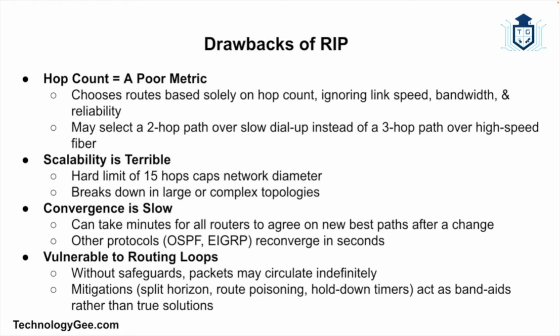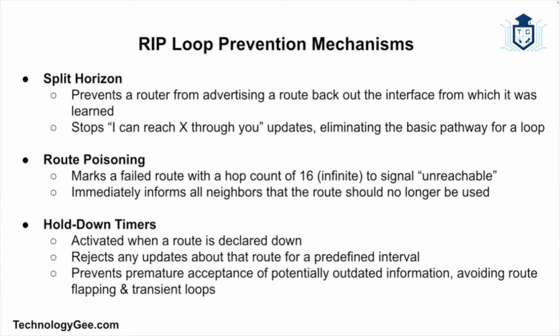Also, the convergence is slow. So when there's a network change like a failed router, RIP can take minutes to converge. And that's the time it takes for all routers to agree on the new best paths. Other protocols like OSPF and EIGRP do this in seconds. Also, RIP is vulnerable to routing loops. So without careful configuration, RIP can suffer from routing loops, and this is where routers send packets in circles. And techniques like split horizon, route poisoning, and hold down timers can help, but they're more like band-aids instead of real fixes. Now, speaking of routing loops, let's go over a few of RIP's built-in defenses.